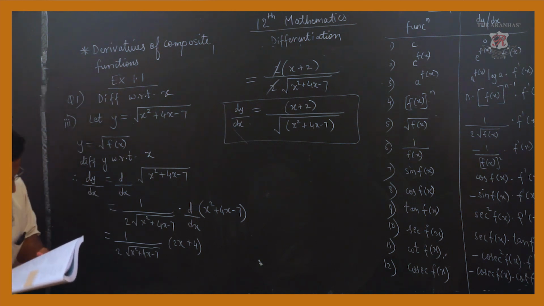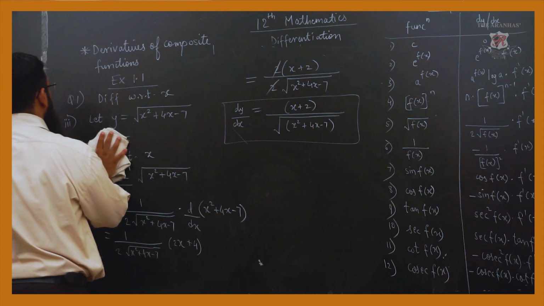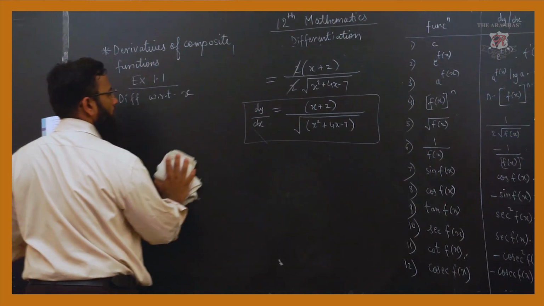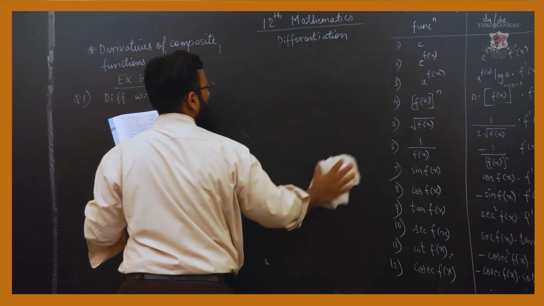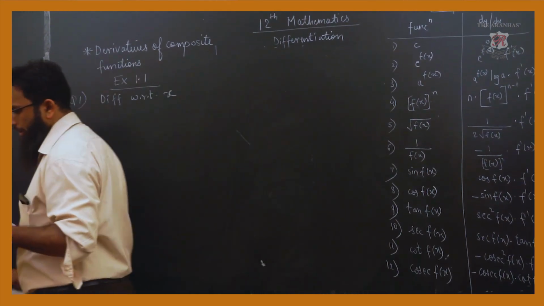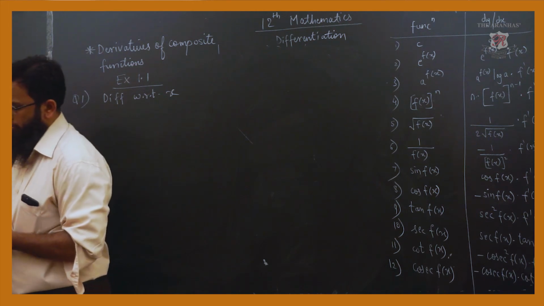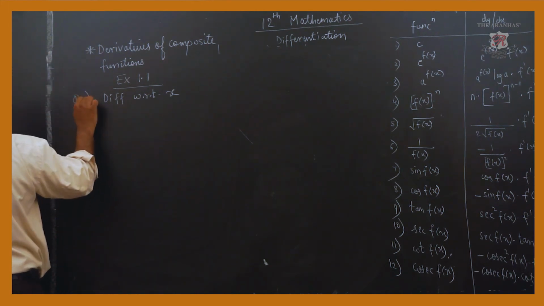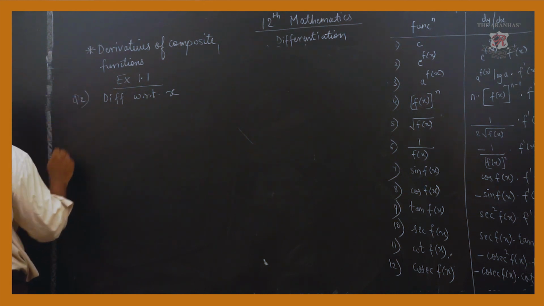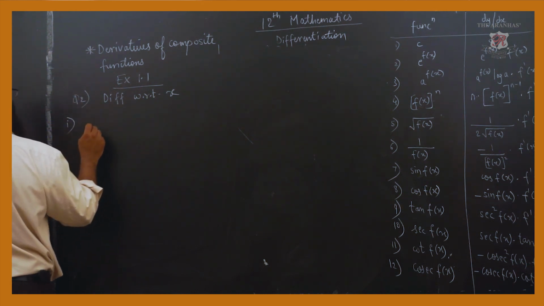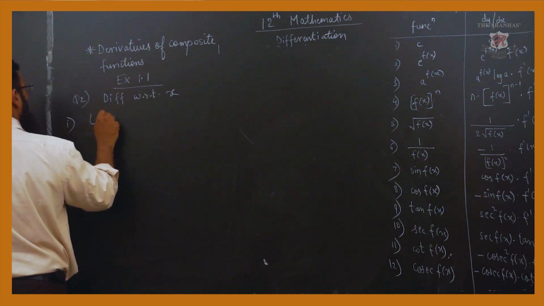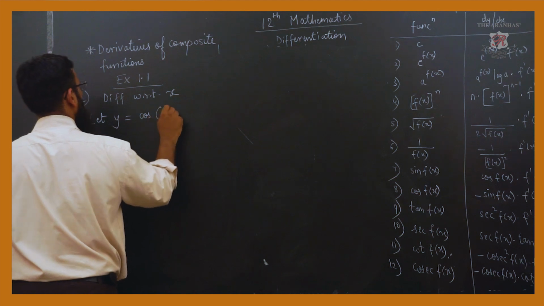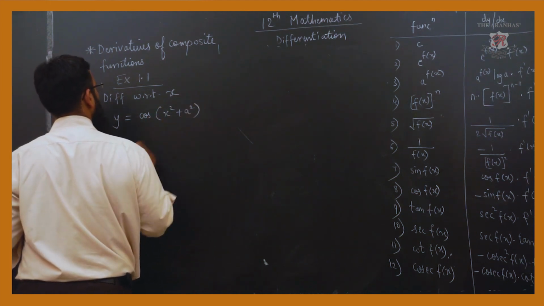Let us see further another question of question 2, where we have to differentiate trigonometric functions. So question number 2, differentiating with respect to x. The first one itself is a, so I will let y equal to cos of x square plus a square.